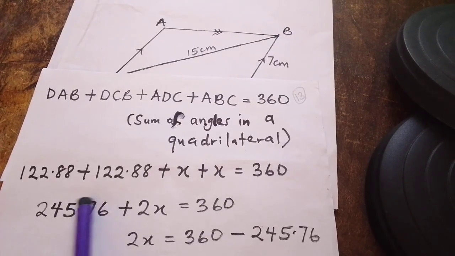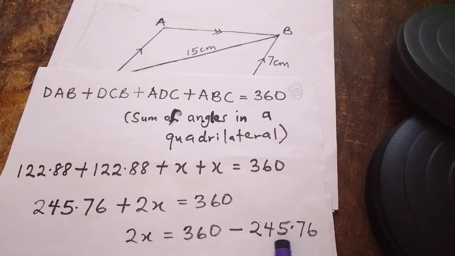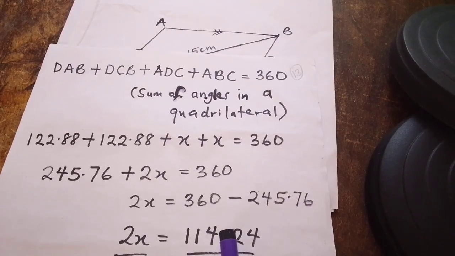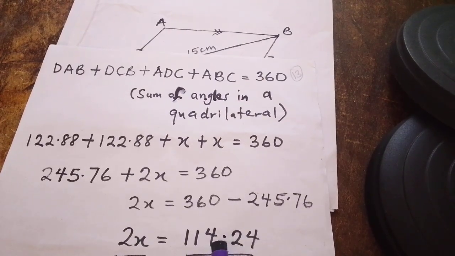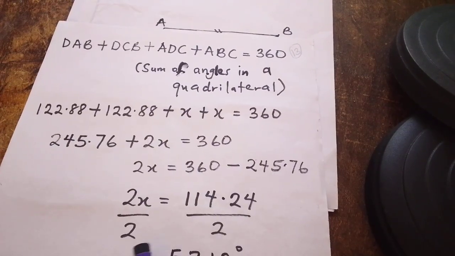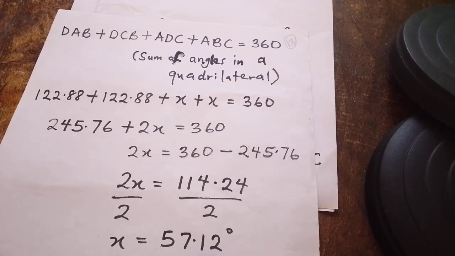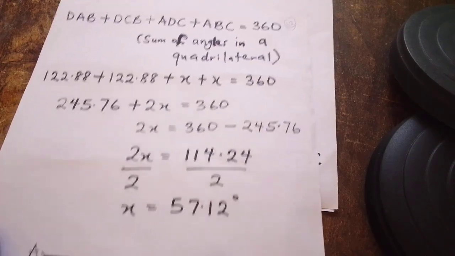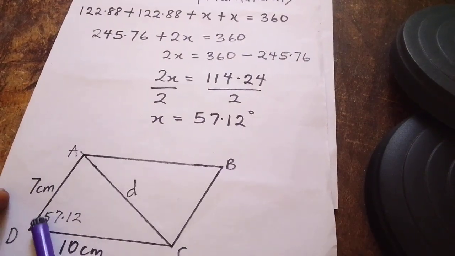This is 245.76. When you bring it here, it will be minus 245.76. When you subtract it, 360 minus 245.76 will give us 114.24. So to be able to get x, you divide both sides by 2. When you divide both sides by 2, you realize that the value for your x will be 57.12 degrees. So it means that this angle here is now 57.12 degrees.